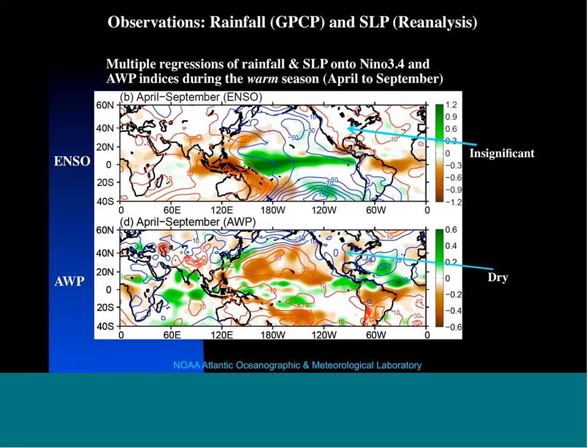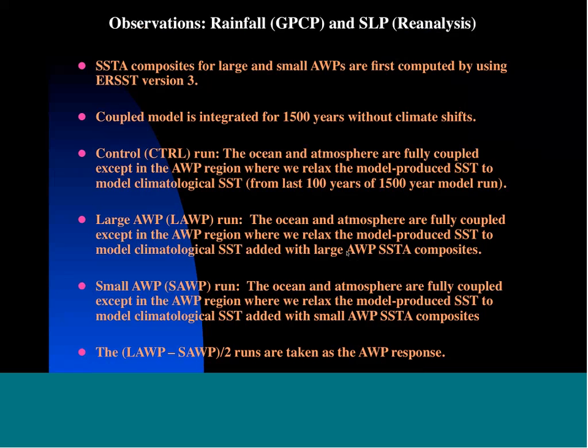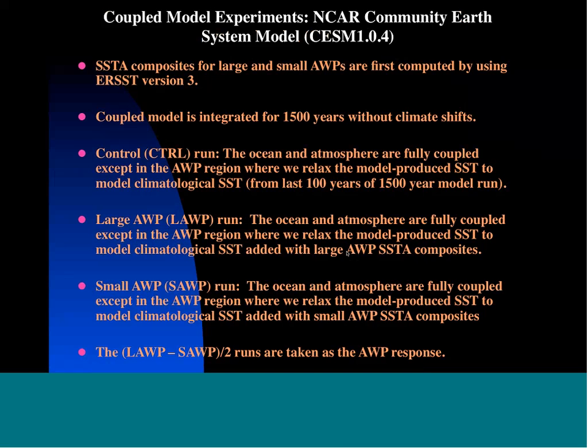And then in this study, we try to use a coupled ocean atmosphere model to study the warm pool impact on the rainfall over North America. What we did here was first calculate the SAT anomaly composite for large warm pool and small warm pool. And then we run the coupled ocean atmosphere model for 1,500 years. Then we perform another 3 groups of model runs. The first run is called the control run. What is the control run? The control run is where the ocean atmosphere is fully coupled, except in the warm pool region. In the warm pool region, we relax the model SAT to the model climatological SAT.